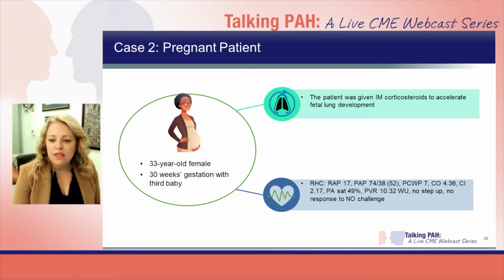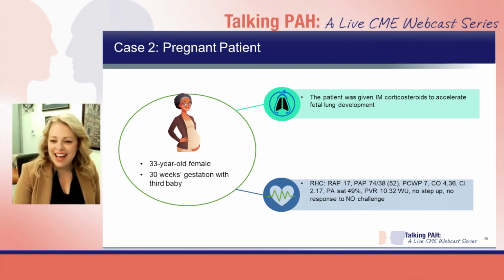Her right heart cath is here. Her right atrial pressure is 17. Her PA pressure mean was 52, a normal wedge pressure, and a cardiac output of 4.36 liters, giving her index 2.17. Her PA saturation is 49%, PVR 10.3 Wood units, and she had no response to a nitric oxide challenge and no evidence of a step up or congenital heart disease on that cath.